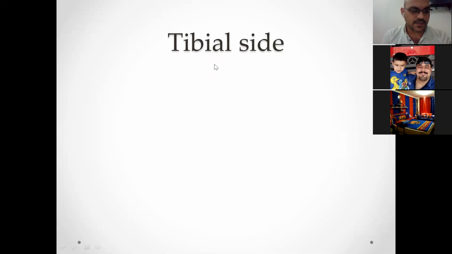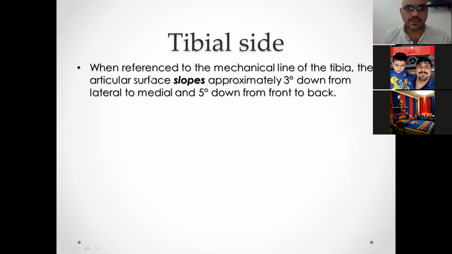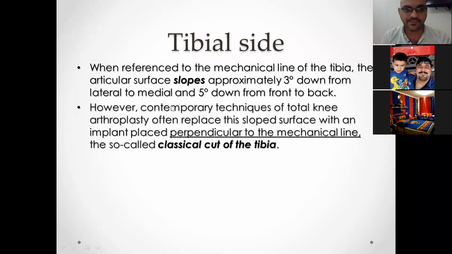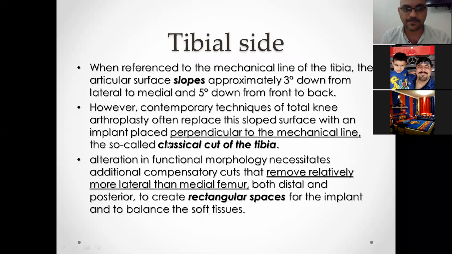So how about the tibial side? With reference to the mechanical line of the tibia, the articular surface slopes posteriorly 3 degrees down from the lateral and 5 degrees from the medial, from the front to the back. So it is not sloped directly. However, contemporary techniques of total knee arthroplasty often replace this slope with an implant placed perpendicular to the mechanical axis, which is called the classical cut of the tibia.